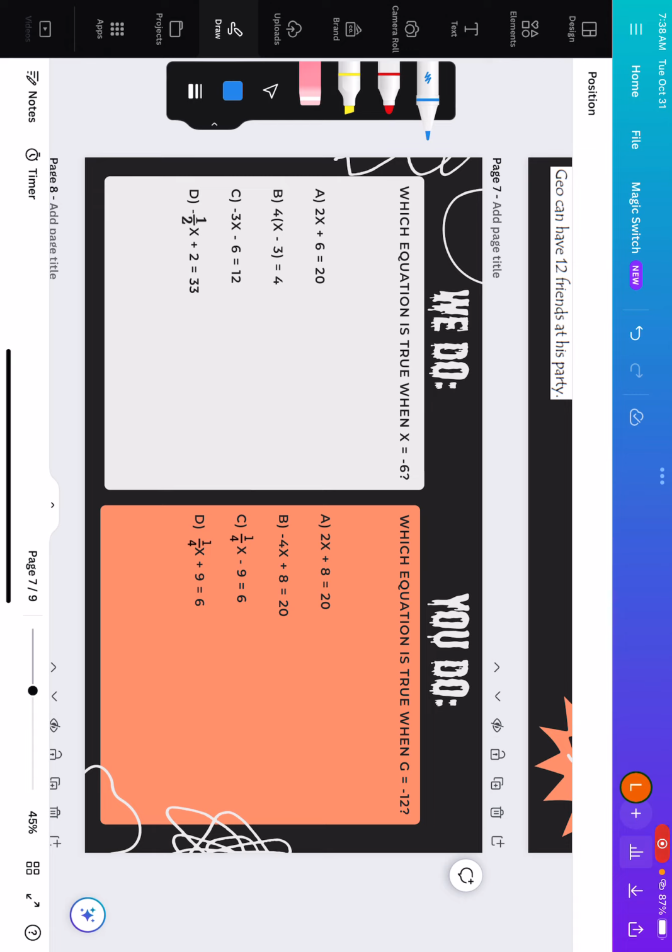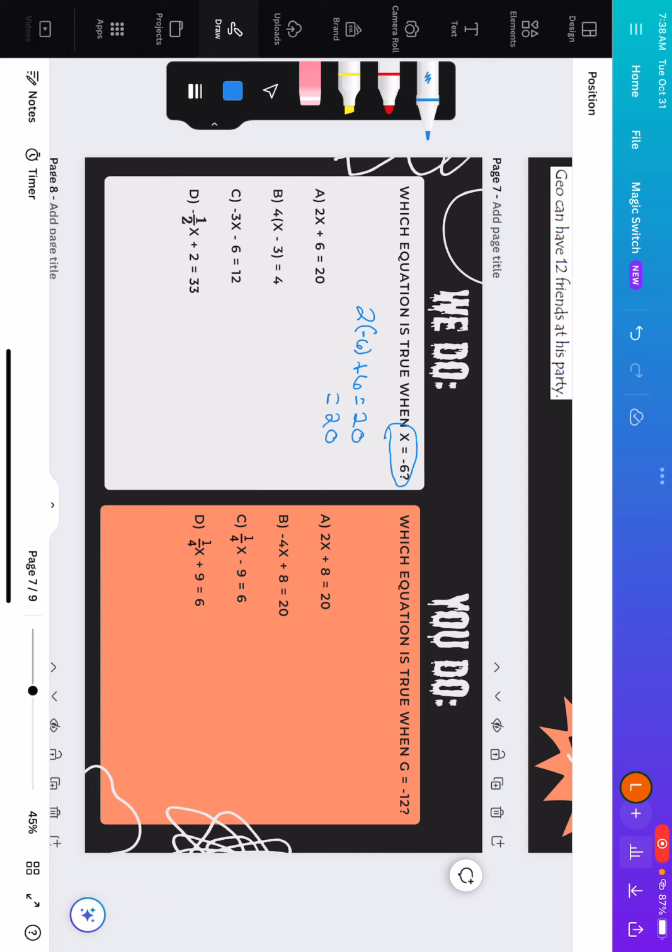Okay. Which equation is true when x equals -6? So it gives you the solution. So that means you're going to take that and plug it into your equation in place of your x. Okay. And then you're going to solve to see if it is balanced.